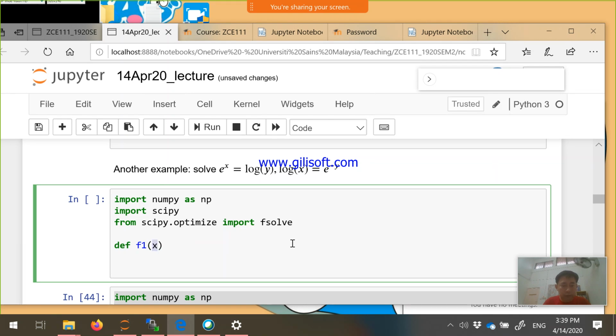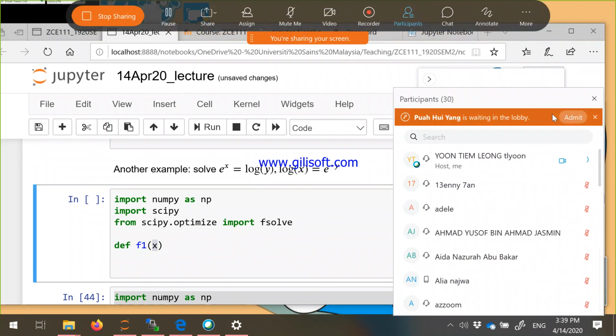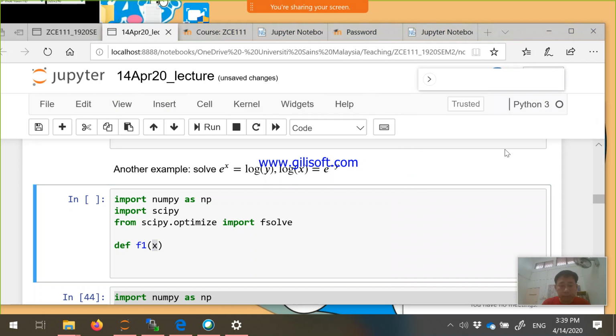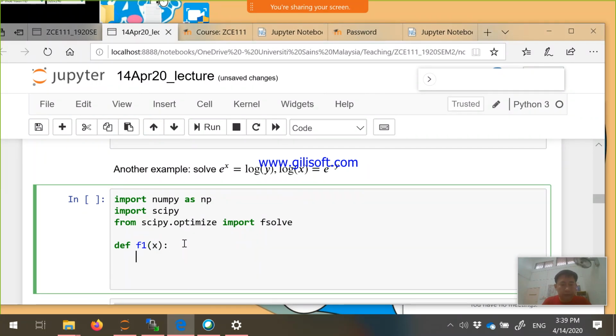It should be a function that admits one variable x, where this variable x is again a two-dimensional array. Okay, so this f1 is defined to be exponential. Now, how do you do exponential in Python? It should be np.exp. Okay, this is how you define exponential. So this should be exponential of x minus np.log of y.